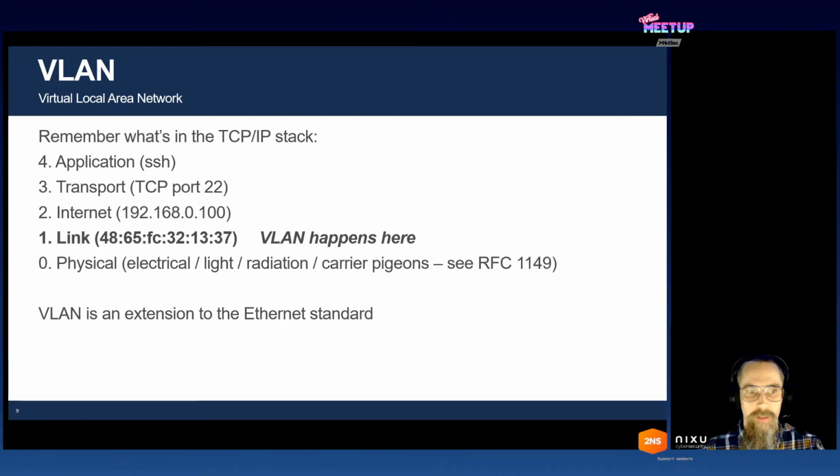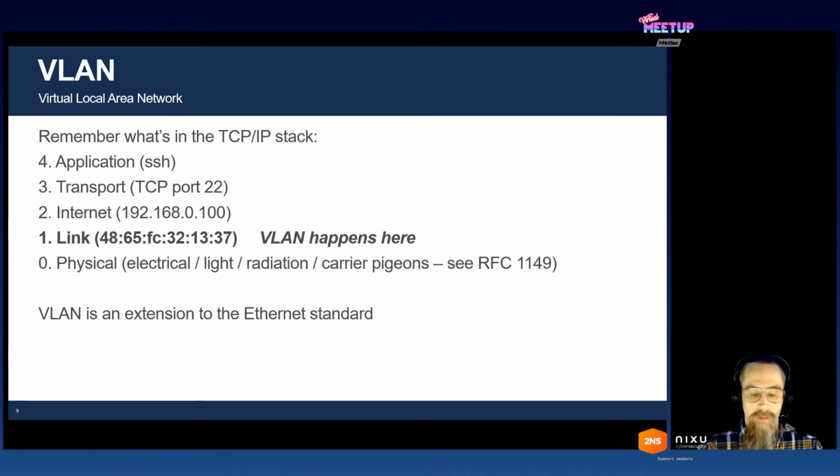So here's a very short summary of what the TCP/IP stack looks like. On the very bottom we have the physical stuff going on, which is basically voltage on wires, or radiation in case of wireless LAN, or we can even run packets on top of carrier pigeons. There's an RFC for that. And the layer directly above the physical layer is the link layer, and VLAN is something that happens right there.